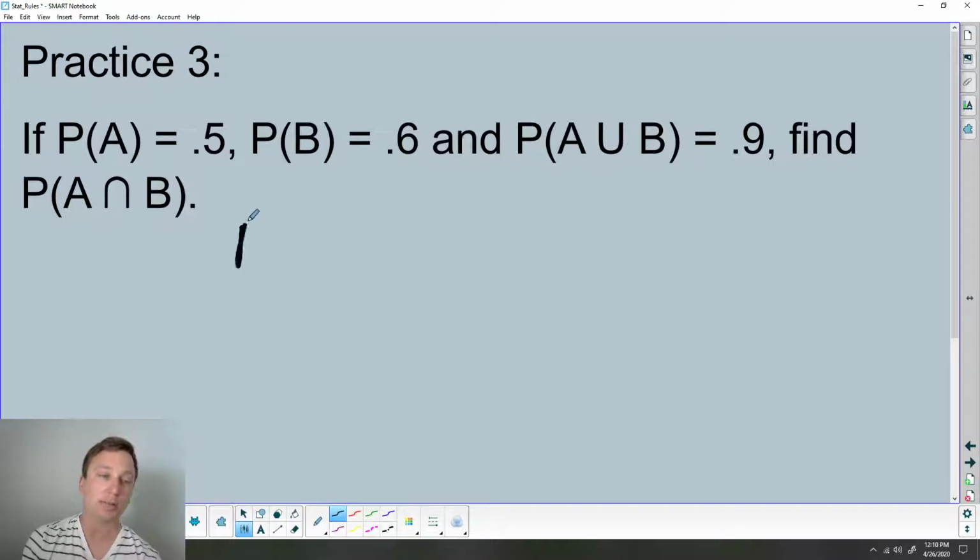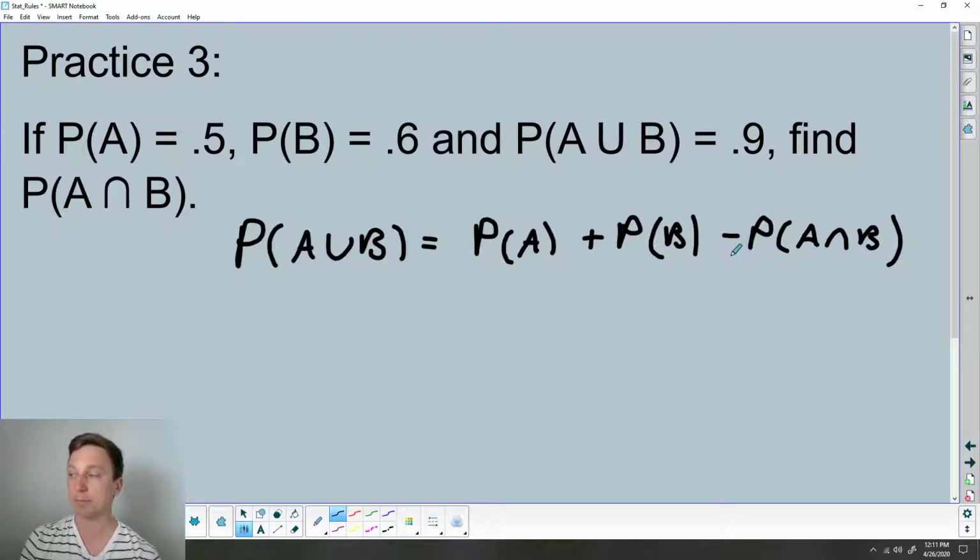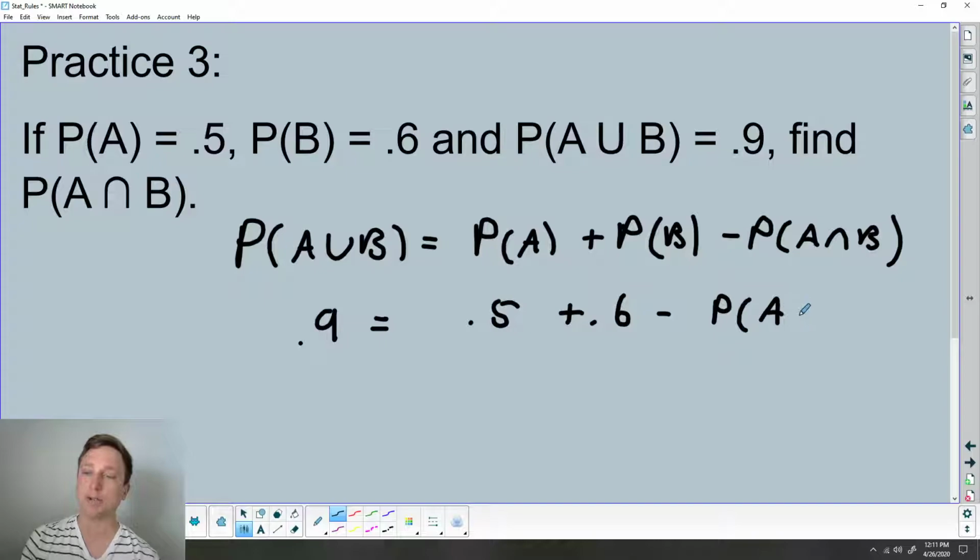So I know that the probability by the addition rule of A union B is equal to the probability of A plus the probability of B minus the overlap because that's part of A and B. So probability of A and B, we subtract one of them. So if I want to solve this, I just plug the numbers in and we're tying this into algebra now. So A union B is 0.9, A is 0.5, B is 0.6, and then we subtract the overlap because we don't want to double count that. But in this case, that's actually what we're solving for.